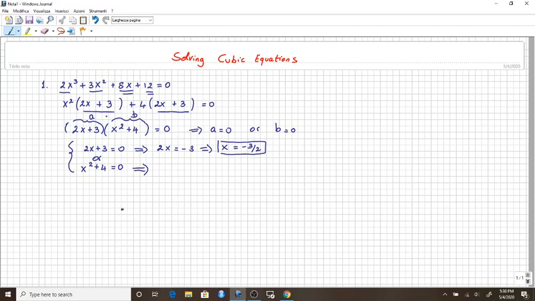x squared plus 4 equals 0. Notice that before I solve it, I can already conclude that I'm not going to find any real solution from here, because if you have the square of a number, you know it is always positive. If you add the 4 to this, you will never get 0, right? So it's impossible to get 0 in terms of real numbers.